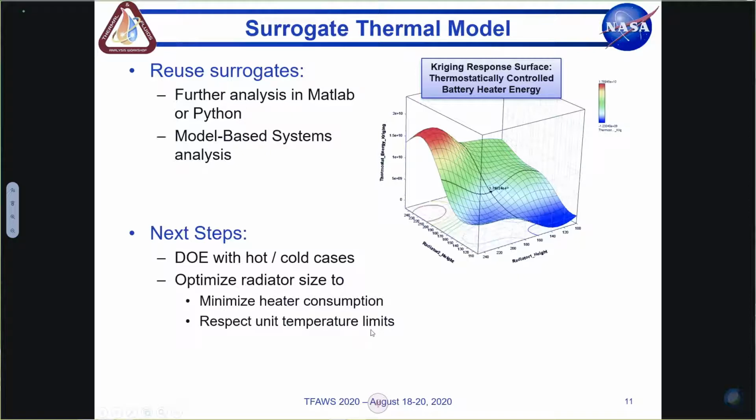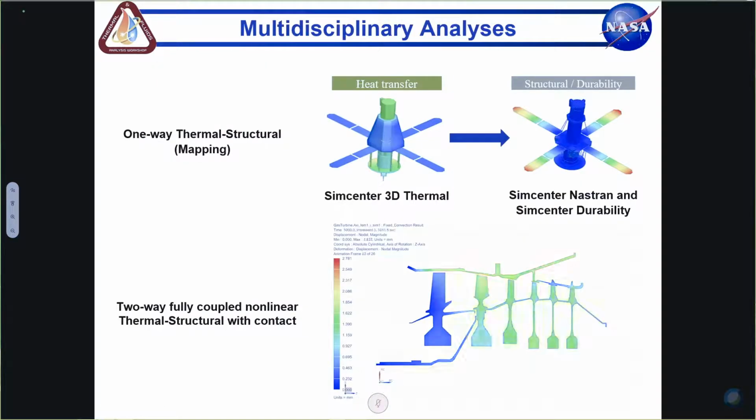The next steps with this particular effort are to do a design of experiments with the hot and cold cases and actually do an optimization of the radiator size, with the idea being to minimize the heater consumption and respect unit temperature limits. So again, it's the same idea. You would take the response surfaces rather than the full 3D model and run through the design space exploration with the same tool. It's all happening in the same environment, the same tool. We're just changing what we do with it, essentially.